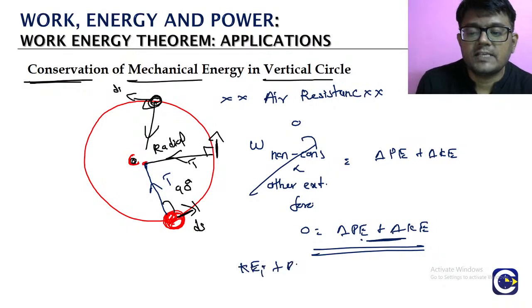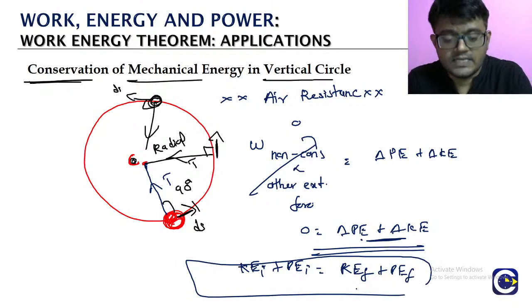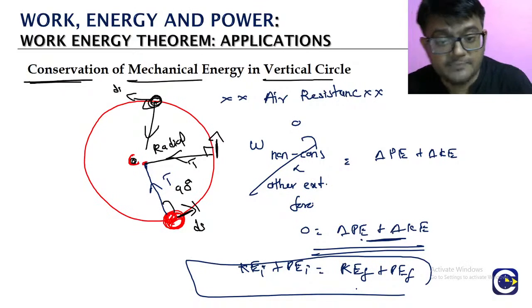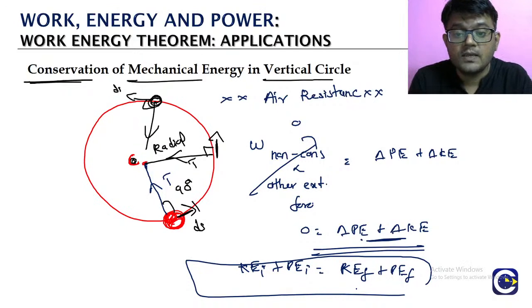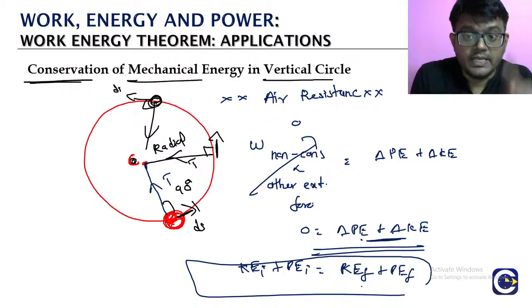K initial plus P initial is equal to what? Ke final plus Pe final. Now when we say initial and final, generally when you apply this conservation of mechanical energy, we'll have to choose 2 points. One of the points we call the initial point, the other point we call what? Final point. But remember, you can take any 2 points in the circular path.